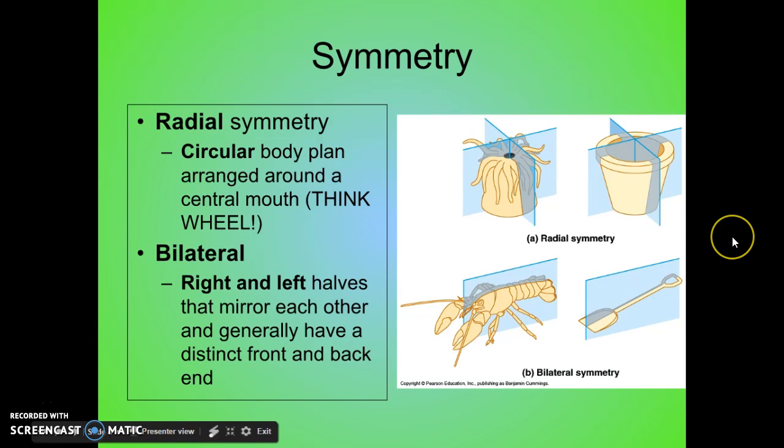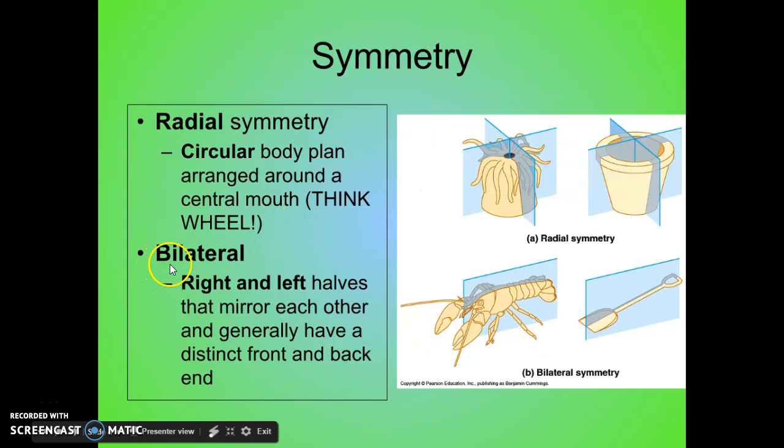We talked about these different types of symmetry a couple chapters ago, maybe in the last chapter. Radial symmetry are these guys up at the top, and they are the wheel or the pizza or the cake. As long as you go through the middle, anywhere you go through that middle, you're going to get equal halves. So think circle, think pizza, cake, pie, all those food examples that I gave you guys.